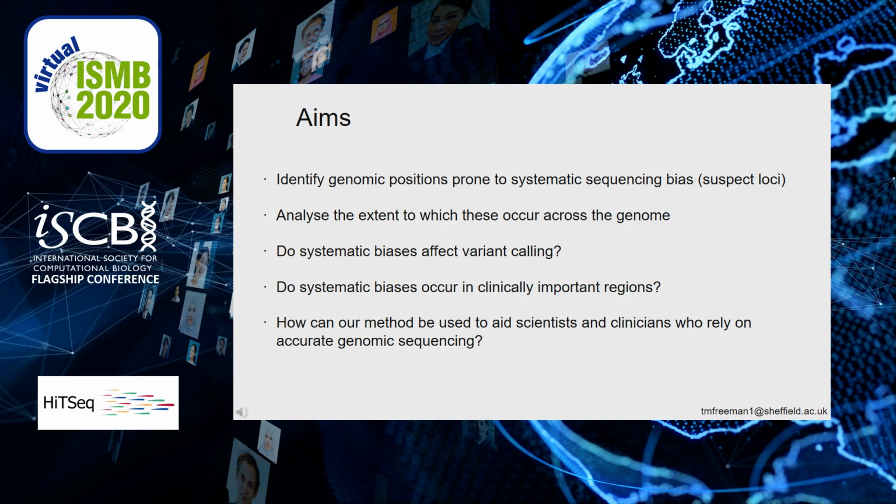So to summarize all of this, here are the aims of the study. We wanted to identify and catalog all of the systematic sequencing biases we could find across the entire human genome, analyze how frequently these occurred across genomic positions, and check if they were interfering with the accuracy of variant calling, especially within clinically important regions such as clinical panels. The final aim of the study was to develop and share the results and method for this so that scientists and clinicians could use these findings to improve the accuracy of their own genomic sequencing data.